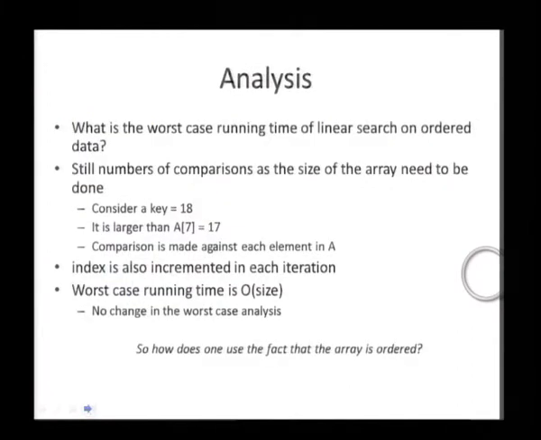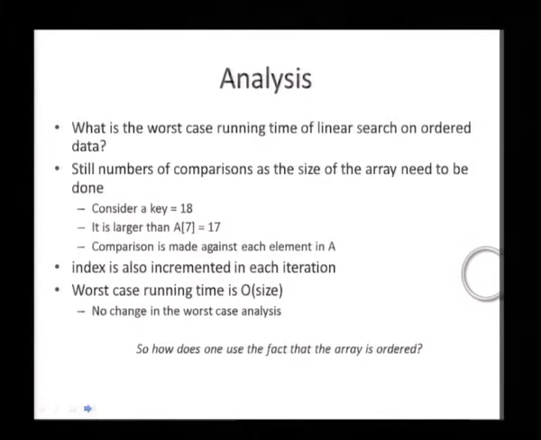Let us perform an analysis. What is the worst case running time of linear search on ordered data? In the worst case, as we can construct by an example, no matter what the array is, consider the target key to be a value which is larger than the element present in the largest index. In this example, consider the key 18. 18 is larger than 17, which is the value present in the index 7.